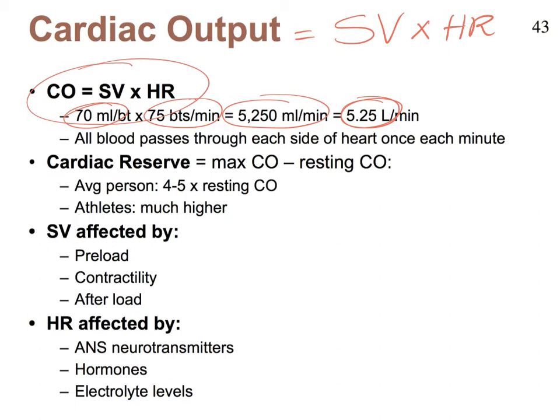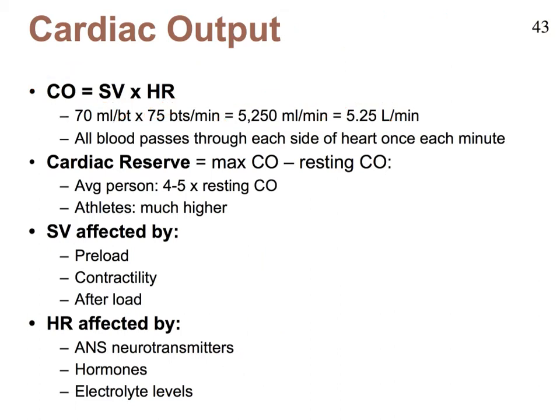Stroke volume and heart rate are actually each affected by a variety of things that we will be discussing in the remaining videos. Let's briefly go over what is meant by cardiac reserve. Cardiac reserve is the difference between the maximum cardiac output of a person minus the cardiac output that we see at rest. So when you're sitting around in your chair, you have your resting cardiac output, and when you push yourself really, really hard, you have your maximum cardiac output.